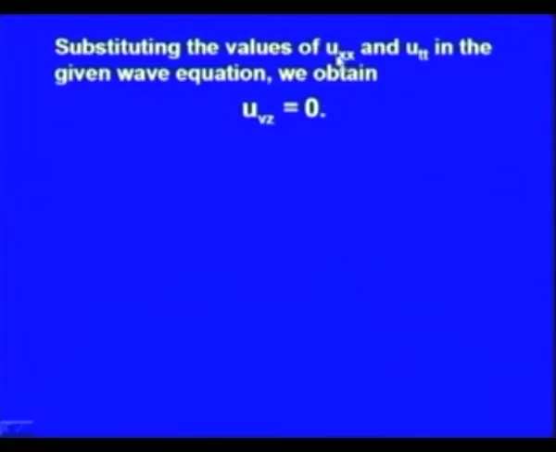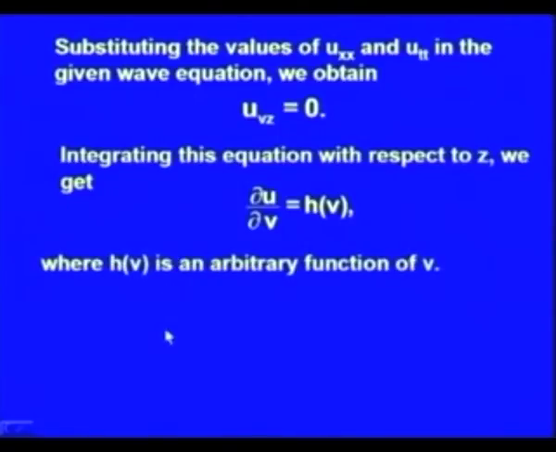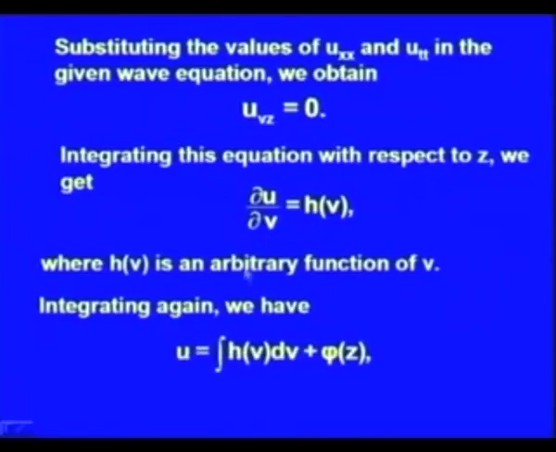And substituting these values of u x x and u t t in the given wave equation, that is u t t equal to c square u x x, it turns out that u v z is equal to 0. That is, delta square u over delta v delta z is equal to 0. When we integrate this equation with respect to z, what we will have? Delta u over delta v is equal to h v, where h v is an arbitrary function of v alone. Now, when we integrate this equation again with respect to v, we will have u equal to integral h v d v plus a function of z, which we have denoted by phi z. Phi z is an arbitrary function of z.